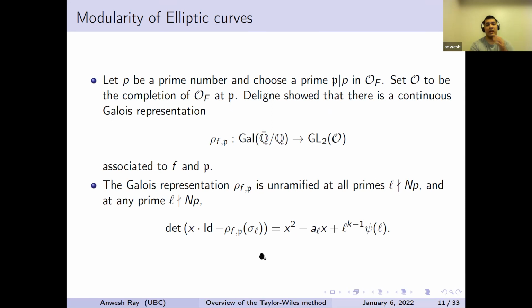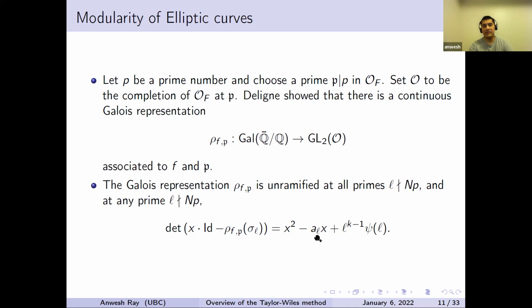So what I was saying here is that this representation, rho sub f of p, is unramified at all primes not dividing n times p. Here n is the level. For every such prime l not dividing n times p, you take rho applied to the Frobenius. That's a 2 cross 2 matrix. You take the characteristic polynomial of that 2 cross 2 matrix, and the characteristic polynomial is given by this equation.